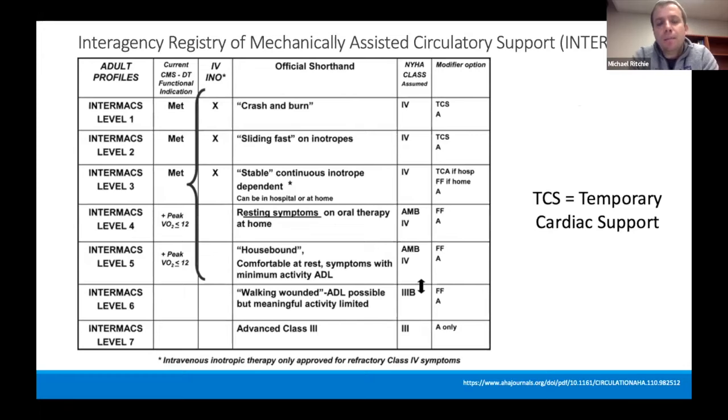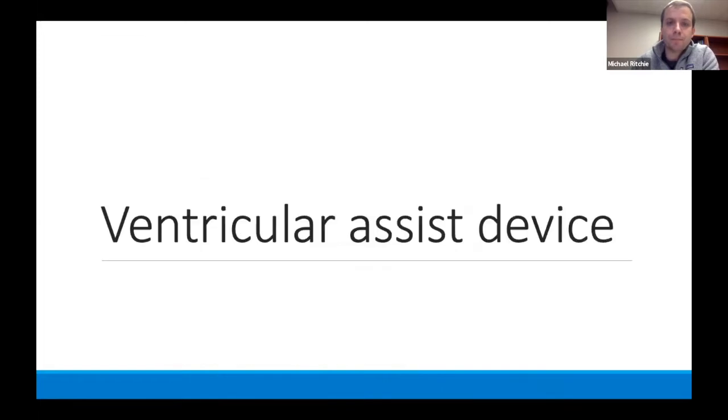INTERMACS may come up, and you may read about that. And the idea is, how sick is this person? If you look at the classifications kind of to the right, and you see that as you get into stage 4, resting symptoms, and then anything 3 and above, you're on either continuous inotropes or you're probably on some sort of temporary cardiac support, and working to see whether or not you're a candidate for either a VAD or a transplant, or something that would be able to keep you going.